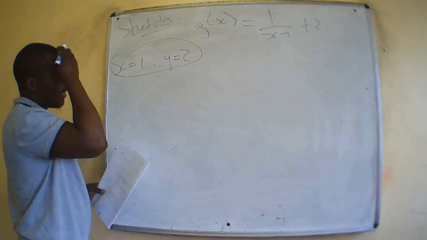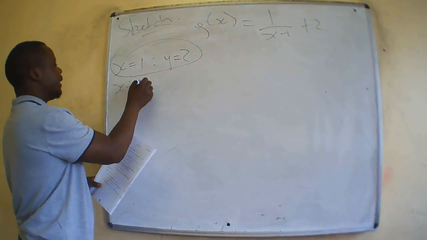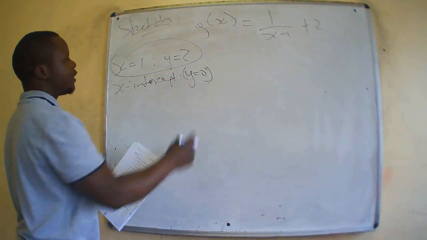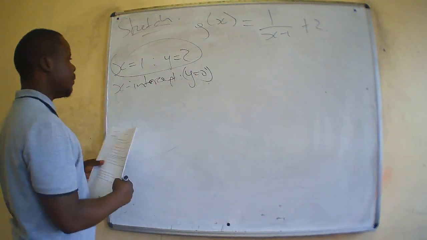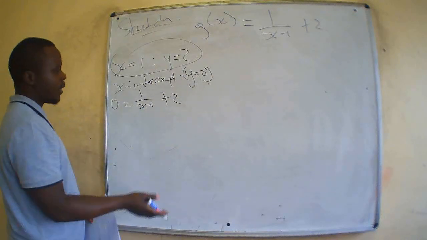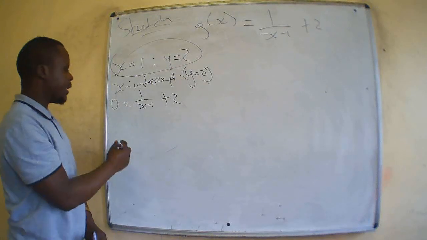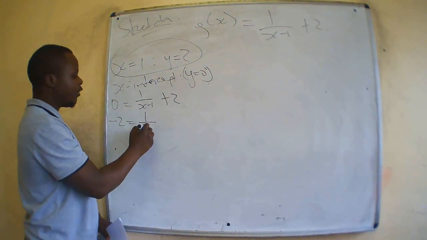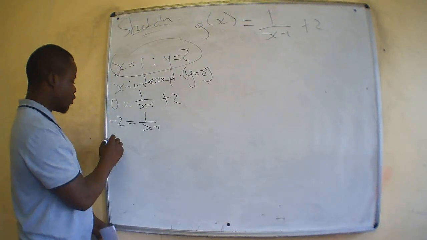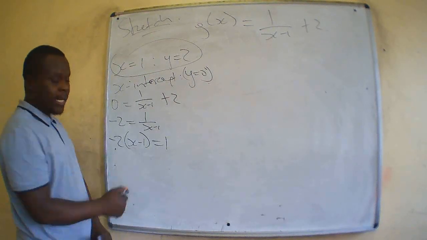Let us start with finding the x-intercept. Our x-intercept is found when y becomes 0. So we solve 0 is equal to 1 over x minus 1, plus 2. We transpose 2 to the other side, and we have negative 2 is equal to 1 over x minus 1. So we cross multiply, and we have negative 2 times x minus 1 being equal to 1. Divide both sides by negative 2.